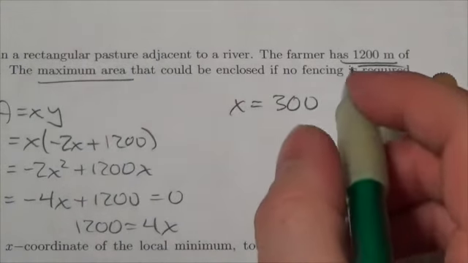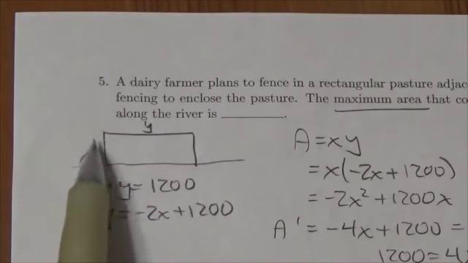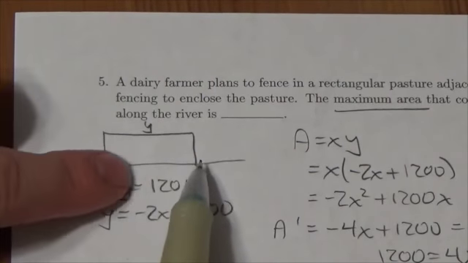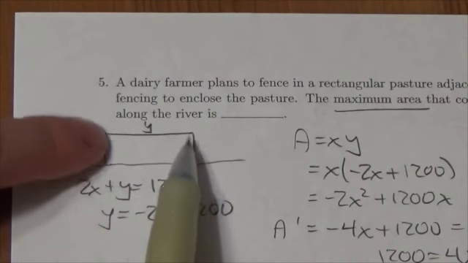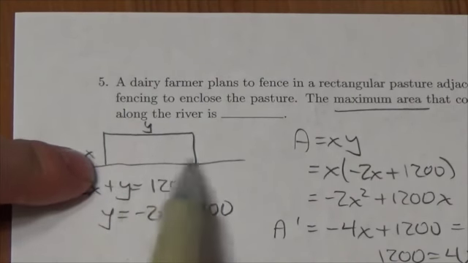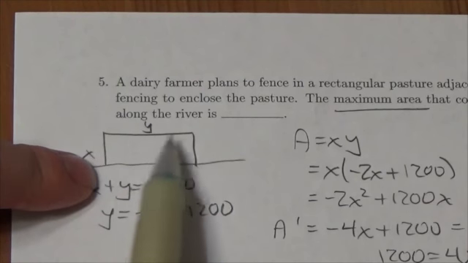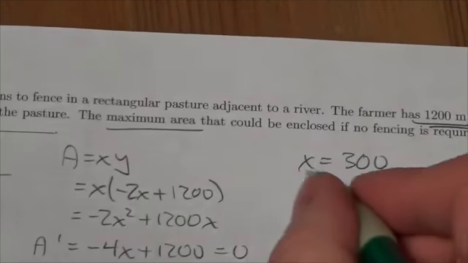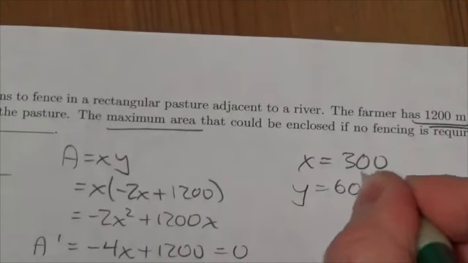Now, if x is equal to 300, just think about this. If x is 300, that means this is 300. So together, the lateral sides here, which we're drawing here, amount to 600 meters, which means the top part here has got to be 600 as well. So y is 600 meters.